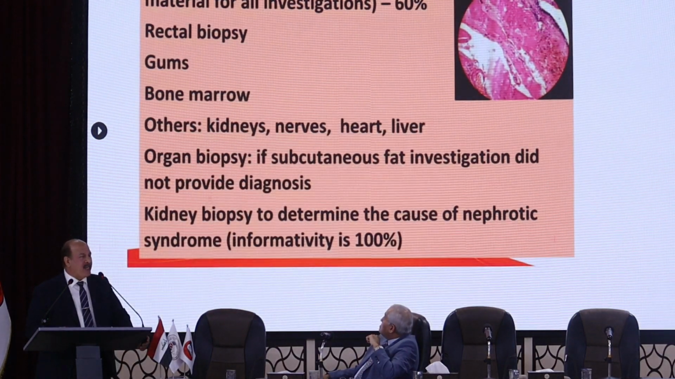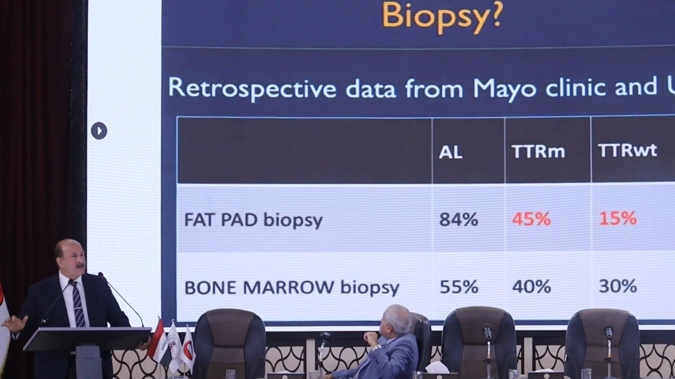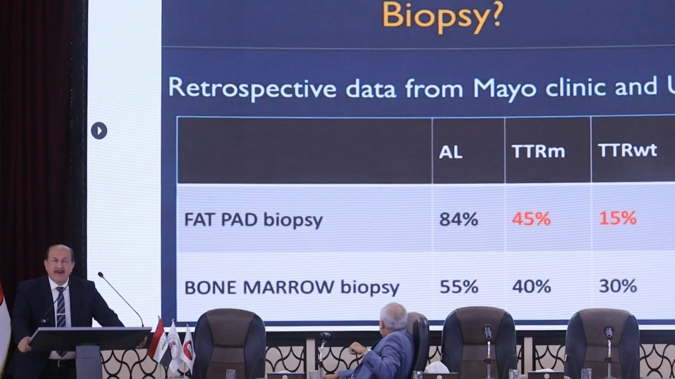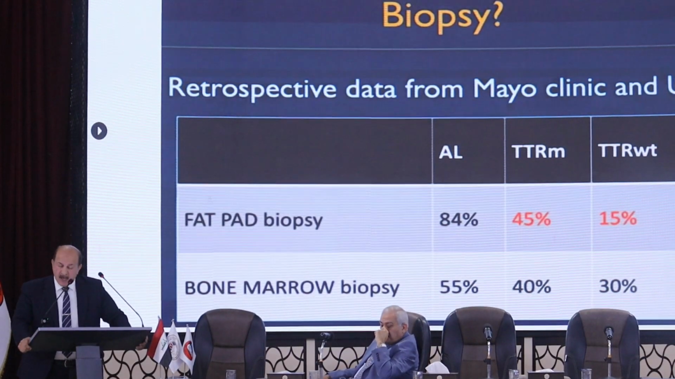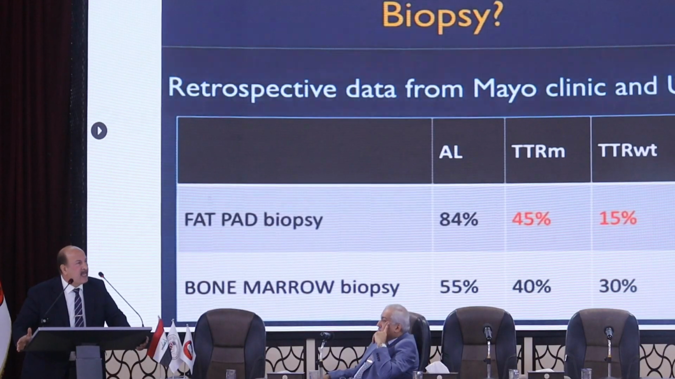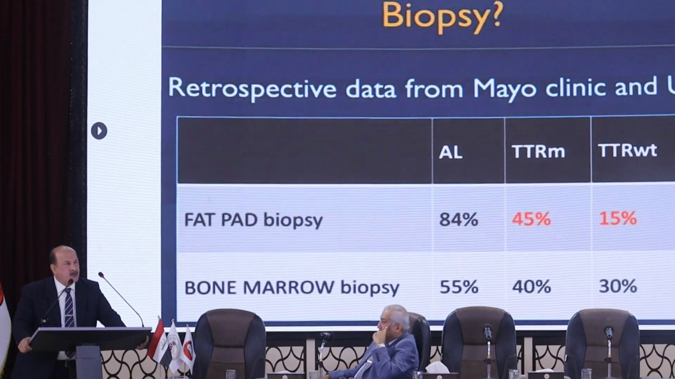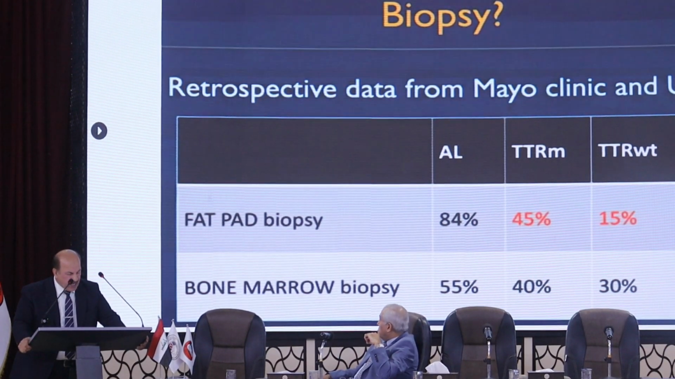Now, biopsy is uncommonly used because a retrospective study found that abdominal fat biopsy will be positive only in 84% of patients with AL. It's positive in about 45% of patients with TTR mutant type, and only 15%, a very narrow ratio, in patients with wild type cardiac amyloidosis. That is why we stopped using biopsy for diagnosis of cardiac amyloidosis.